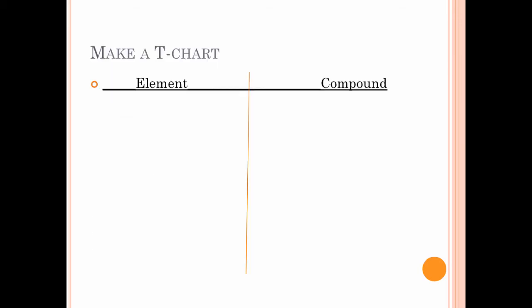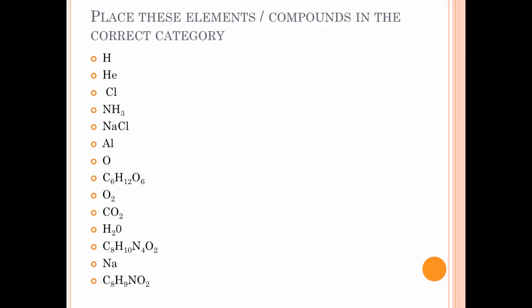Now I want you to make a T-chart, and go ahead and do this in the main area of the page of your notes. I want you to divide it into two columns, elements and compounds. Now I don't care if you put elements on the left or the right, but I do want two columns. So here are some examples, and I want you to decide which one is an element and which ones are compounds. So H, do you think that is an element or a compound? He, is that an element or a compound?